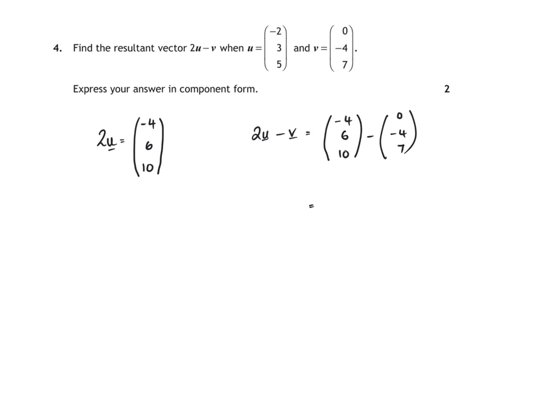Okay, so we look at our x components first. So we've got minus 4 take away 0, so that's going to stay minus 4. And then we've got 6 take away minus 4, so that becomes 6 add 4, because if we're taking away a negative, it's the same as adding it. So that's going to give us 10. And then we've got 10 take away 7, which is 3. Okay, right, so for this question you get 1 mark for calculating 2u and then 1 for the correct solution. Right, let's move on to question 5.